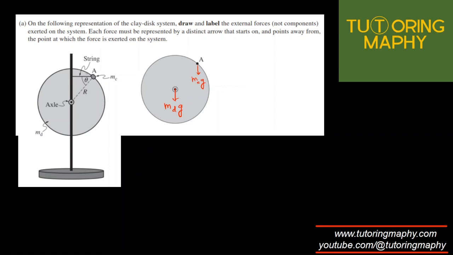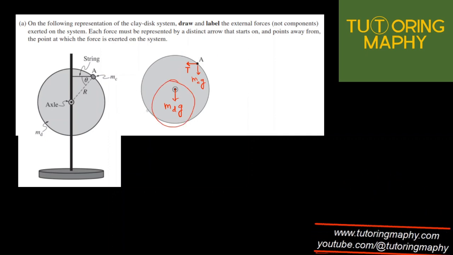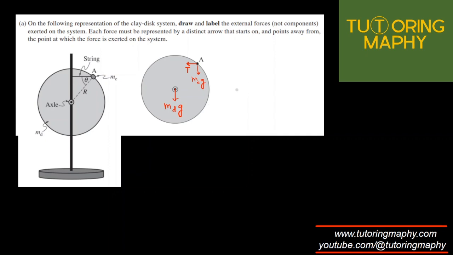Likewise, for point A, there will be the weight of the clay, m sub c times g. Because of the string, there will be a force over here, represented by tension. But since this string is connected at the pole as well, don't you think there will be a tension on the right side? But that will be the tension on the rod, and we are not interested in the rod. We are just interested in the disc and the clay. So for the clay, obviously two forces. I don't see any other force.